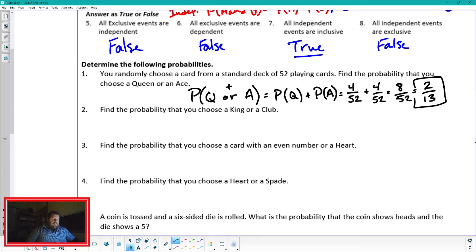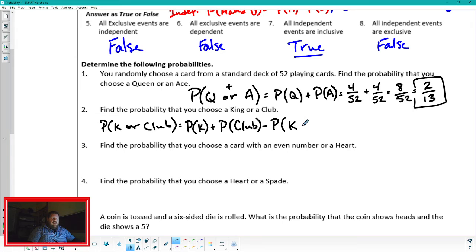The next one says find the probability that you choose a king or a club. Again, we have or. I'll just say K or club. But since there is a king of clubs, that means that this is inclusive. So we want to take the probability of a king plus the probability of a club minus the probability of pulling the king of clubs. Not a great club symbol, but you get it.